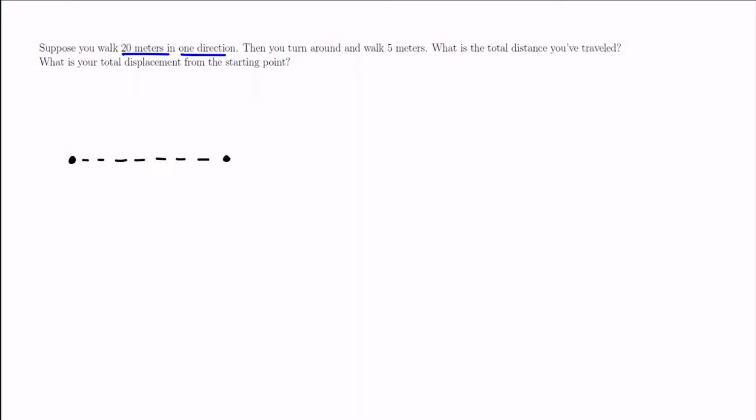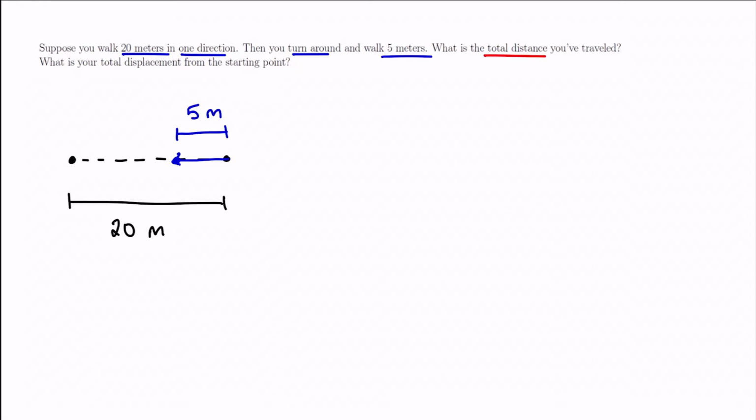and then we walk 20 meters in one direction. That's what this path represents, and we can give it a label of 20 meters to represent the distance. Then you turn around and walk 5 meters. We can also draw this on our picture and add to it, showing that we went the other direction and walked an additional 5 meters. What is the total distance you've traveled?